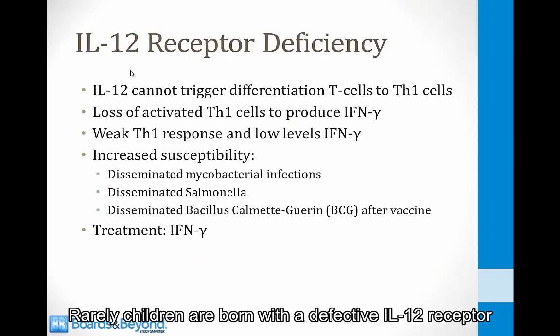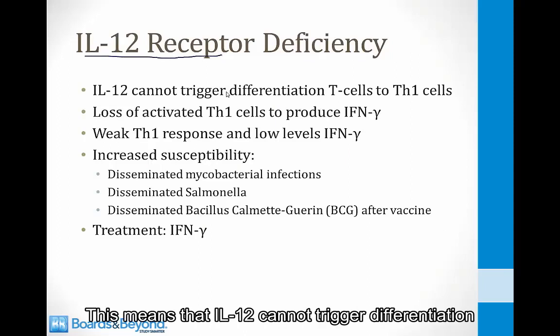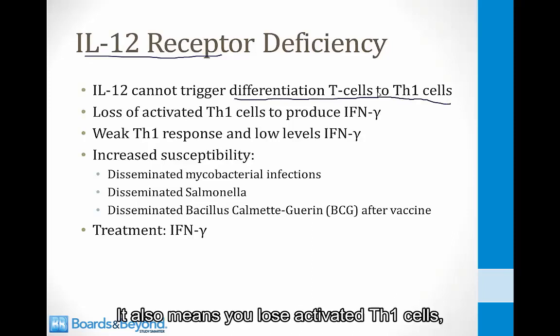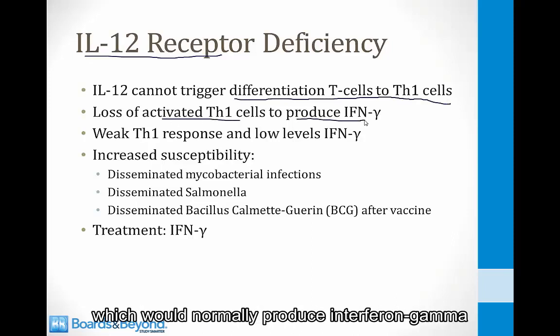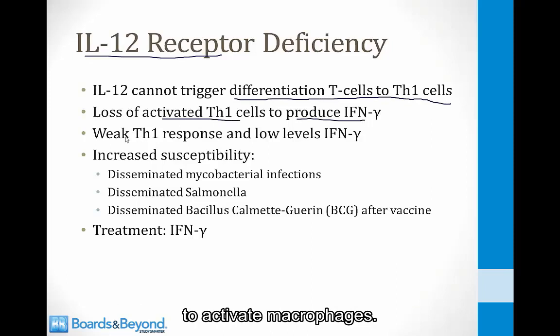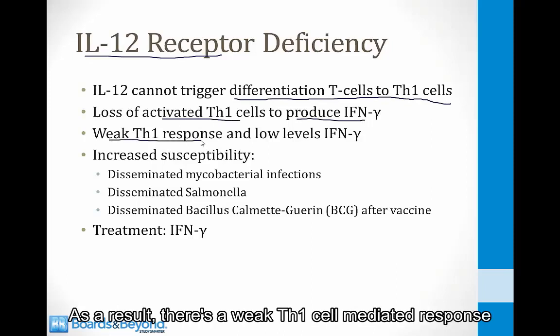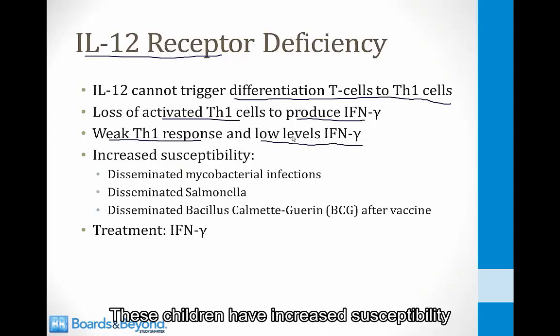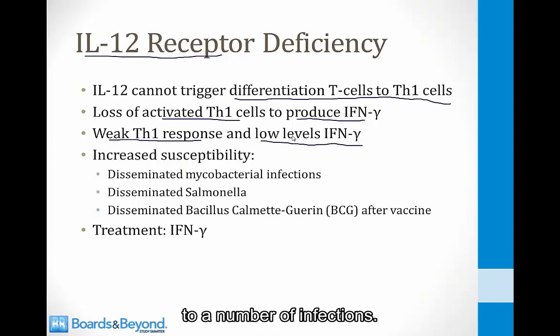Rarely, children are born with a defective IL-12 receptor on their T cells. This means that IL-12 cannot trigger differentiation of T cells into Th1 cells. It also means you lose activated Th1 cells, which would normally produce interferon gamma to activate macrophages. As a result, there's a weak Th1 cell-mediated response and low levels of interferon gamma. These children have increased susceptibility to a number of infections.